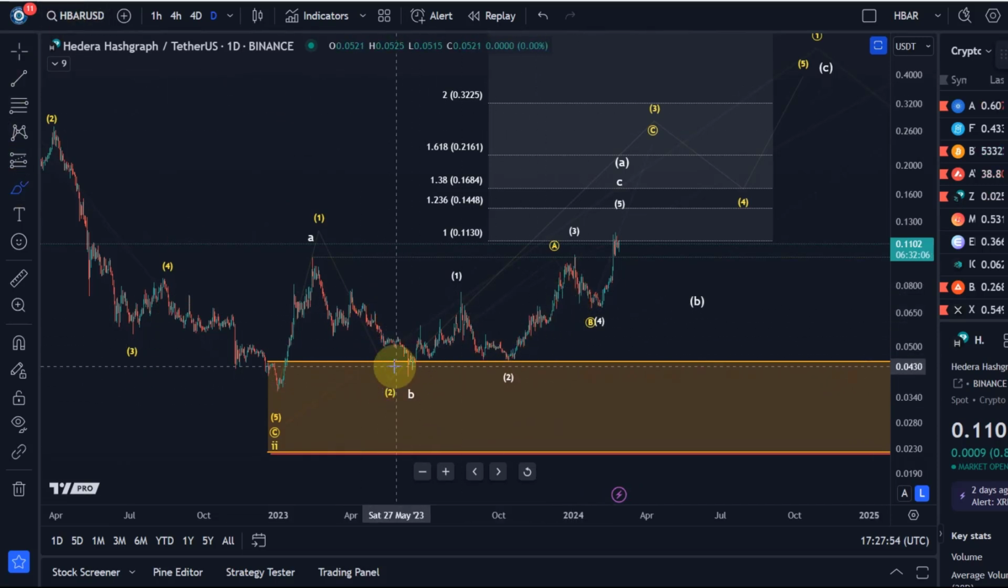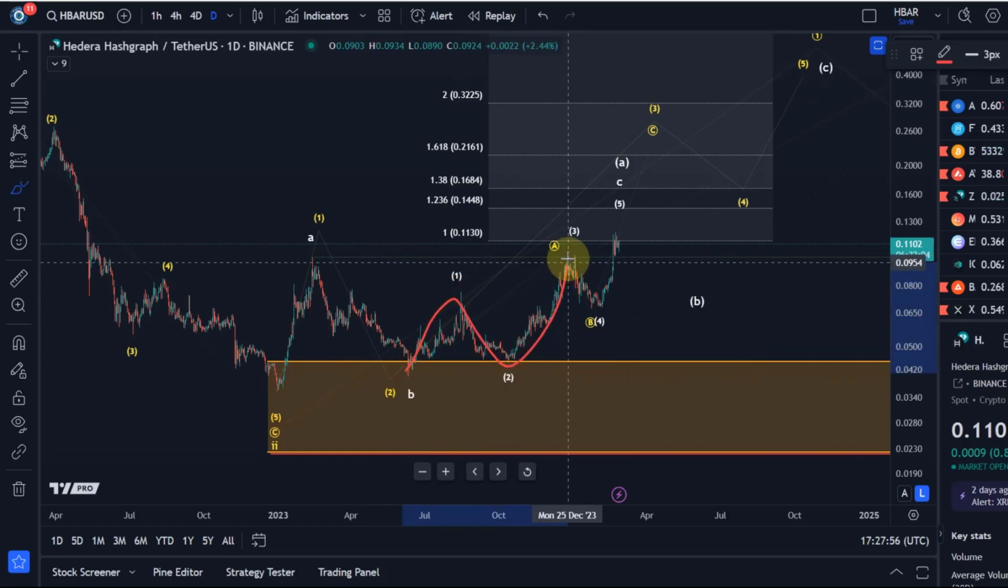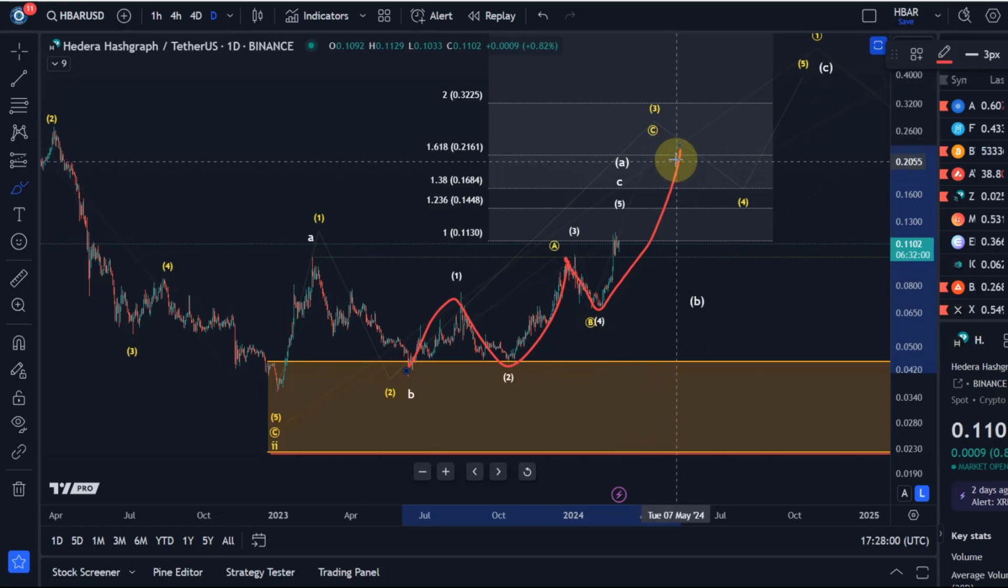Yeah, the subdivisions are a bit different. So this would be ABC in wave A, then the B wave, and this all could be a C wave. And if it's a C wave, it could be an impulse. So yeah, I wouldn't rule out the 21 cent level.